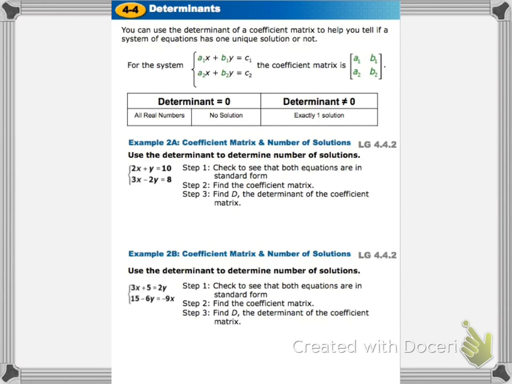So the main reason why we are studying the determinant of a matrix is that you can use the determinant of a coefficient matrix to help you tell if a system of equations has one unique solution or not. And we can actually use the determinant in a process called Cramer's rule to solve a system of equations.